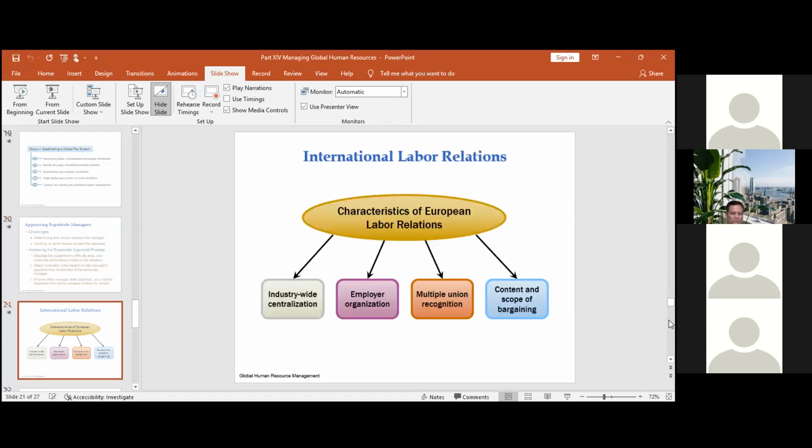In international labor relations, the characteristics of European labor relations are industry-wide centralization, employer organization, multiple union recognition, and content and scope of bargaining.